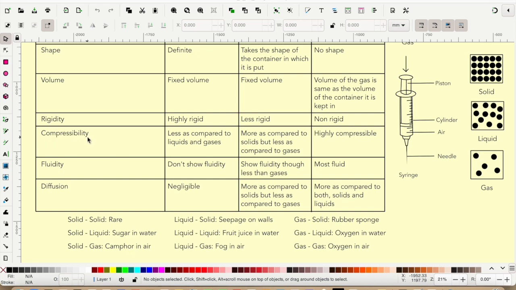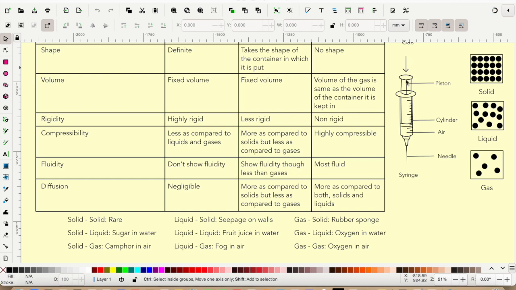Next property is compressibility. Let us understand its meaning first. This is a syringe which is made of 3 parts. Middle part is cylinder, upper part is piston and the bottom one needle. When piston is pushed down the cylinder, pressure is increased on the air inside and its volume decreases. As a result, air gets compressed. If liquid is filled in place of air, more force is required to push the piston. If solid is put in the place of air, probably piston may not get pushed down at all. So we can say gases are most compressible and the solids are least compressible.